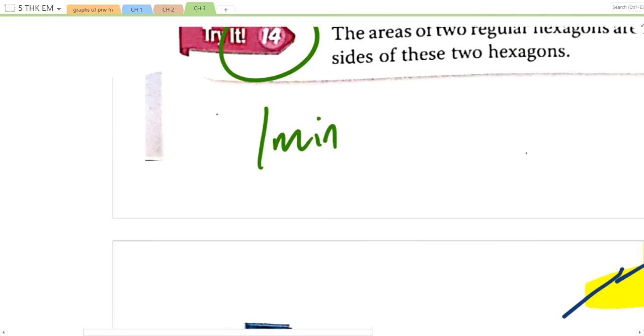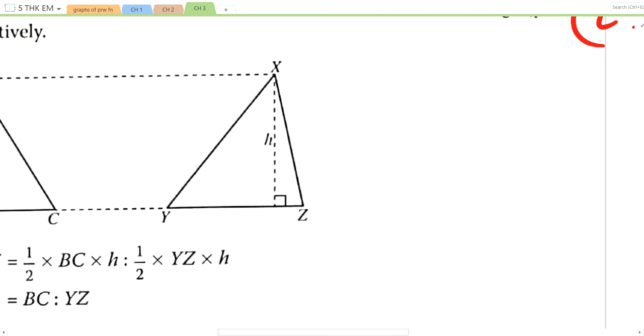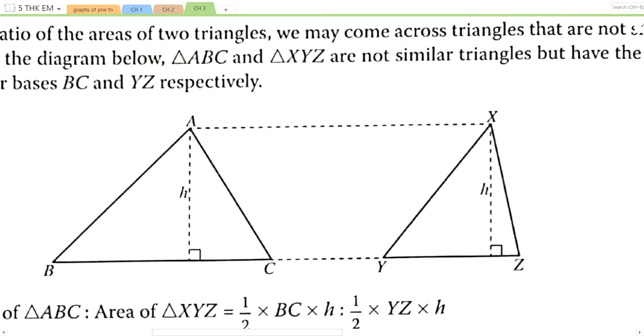Looking at this one, does triangle ABC look similar to XYZ to you? Obviously not, huh? The angles are all obviously different. But can I find the ratio of height, ratio of area easily? Let's try to find out the area first. What is the area for triangle ABC?